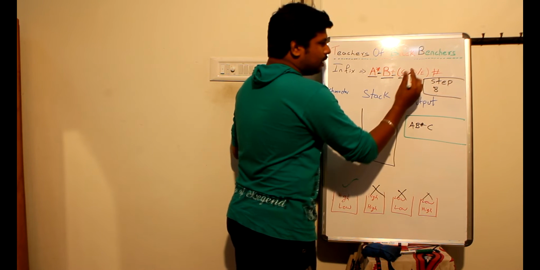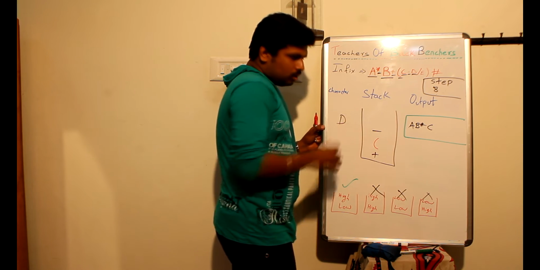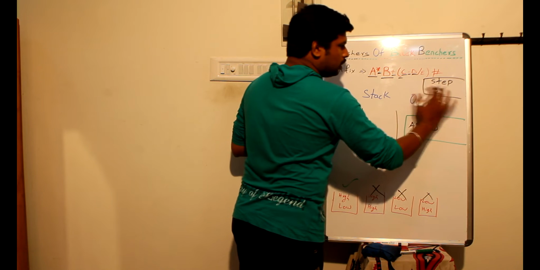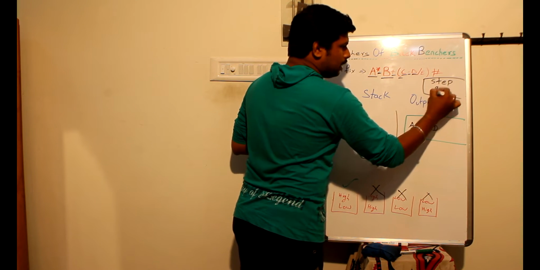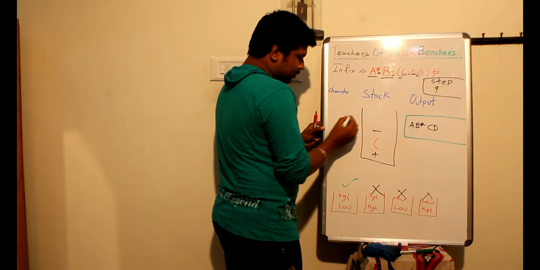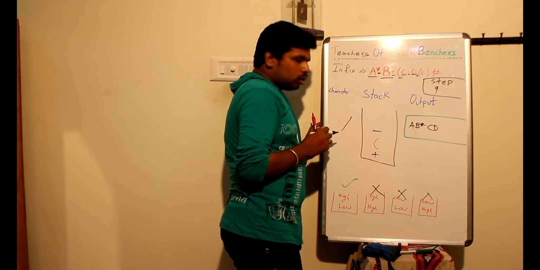So step number 8, we are going to scan the value D. D is an operand, so obviously we are going to push it to the output. Okay, next one, step number 9, where we are going to scan the operator slash. So now we are going to push it onto the stack.